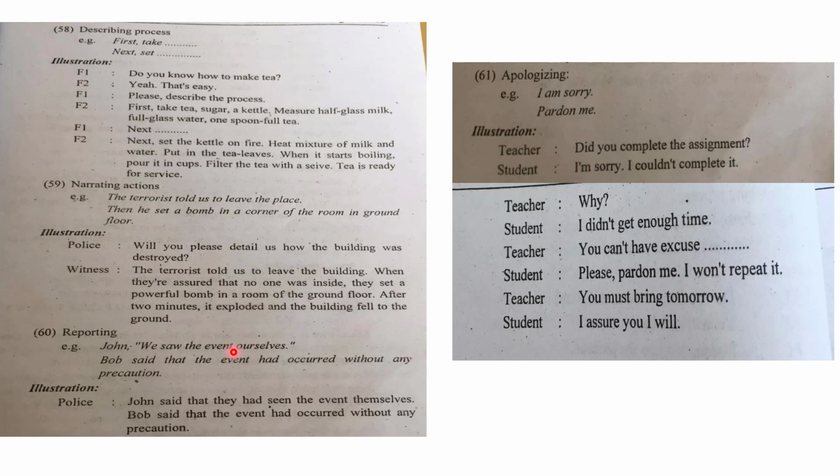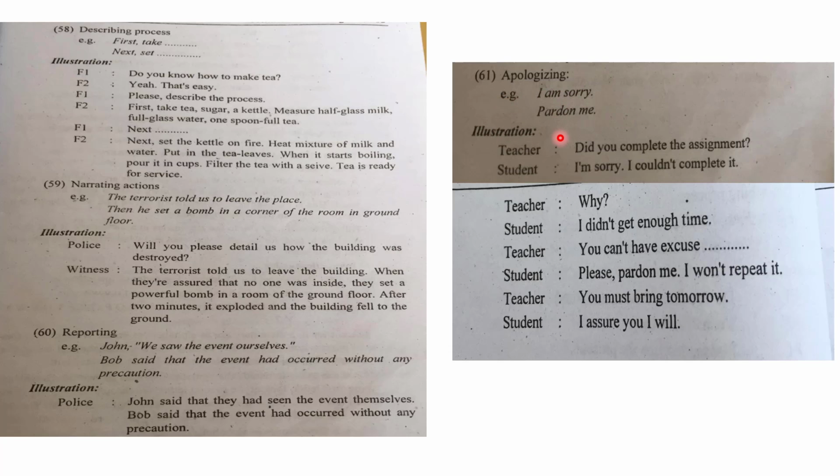So it is generally reporting, providing a report about something to someone. It might be short, it might be long. So these are the tenses or the manners that you use while reporting something to someone. The 61st and the last type, but not the least type, is apologizing. For example, I'm sorry, pardon me.